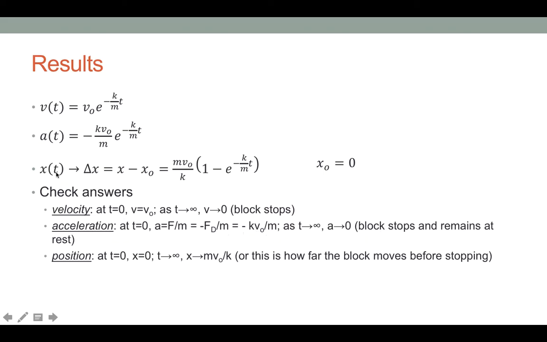The position is a little more interesting in that if I take t equal to 0, I get 1 minus 1, which is 0, assuming we start at the origin, and in fact, it does have us starting at the origin. But as t goes to infinity, this second term goes away, but I still have the 1 right here, and x will go to m times v0 divided by k. And that is the limit as to how far the box will move before it stops. So this is the overall displacement of the box.